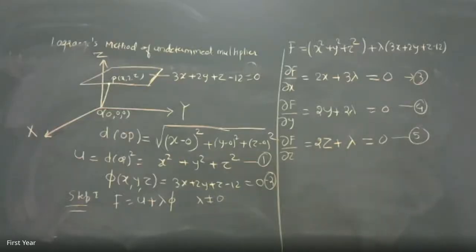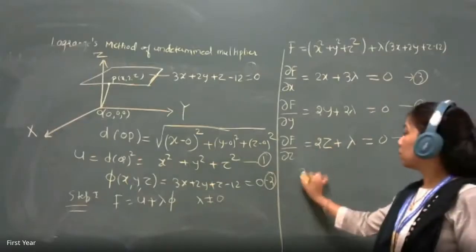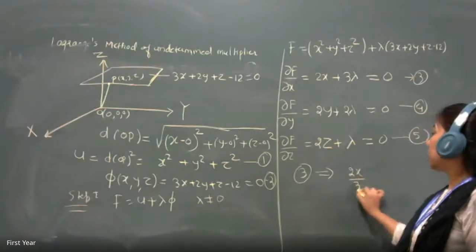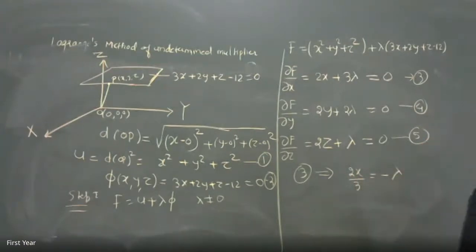What will you get with the help of equations 3, 4, and 5? The lambda value you are going to get? 2x plus 3 lambda is 0. So are you going to get lambda from this in terms of x? Tell me that value. From 3, 2x upon 3 will be minus lambda. Correct?